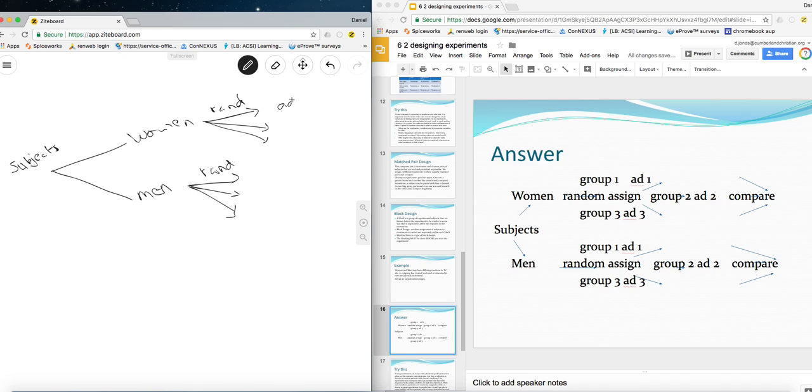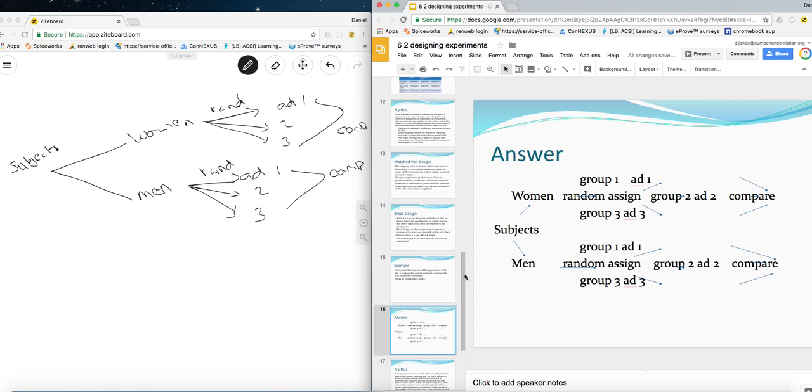And we have ad 1, 2, and 3 for the women. And we have ad 1, 2, and 3 for the men. And we are going to compare once we're done with the experiment. And you could also compare one more time between the men and women if you wanted, but I kind of ran out of room. So you could draw arrows here and write compare one more time to show that we compared the women between the 3, the men between the 3, and then we see, is there any relationship between the 2 of those? So that's what that design should have looked like.